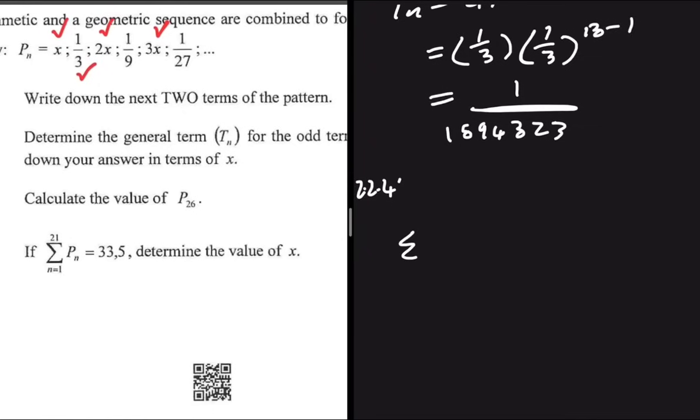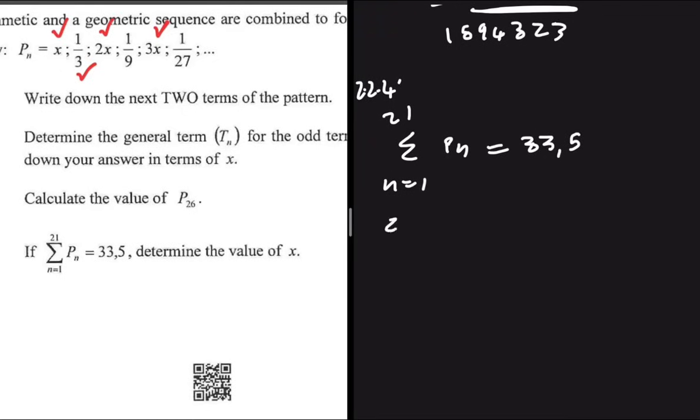The last question, 2.2.4, is actually the difficult question. If the sum of Pn from n equals 1 to n equals 21 is equal to 33.5, determine the value of x. You have to realize something here. You have to realize that the sum of Pn is equal to the sum of the even terms plus the sum of the odd terms.